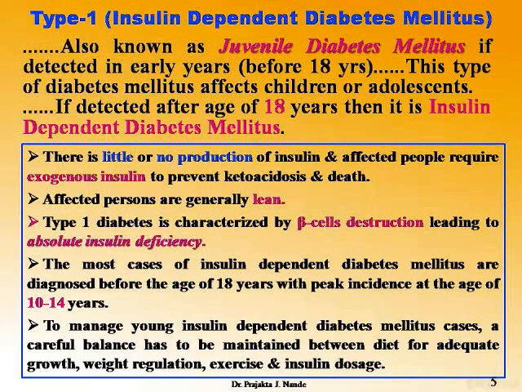Type 1 diabetes is characterized by destruction of beta cells, which leads to absolute insulin deficiency, that is total insulin deficiency. Most cases of insulin dependent diabetes mellitus are diagnosed before the age of 18 years, with peak incidence at the age of 10 to 14 years. To manage such young insulin dependent diabetes cases, a careful balance has to be maintained between diet for adequate growth, weight regulation, exercise, and insulin dosage.